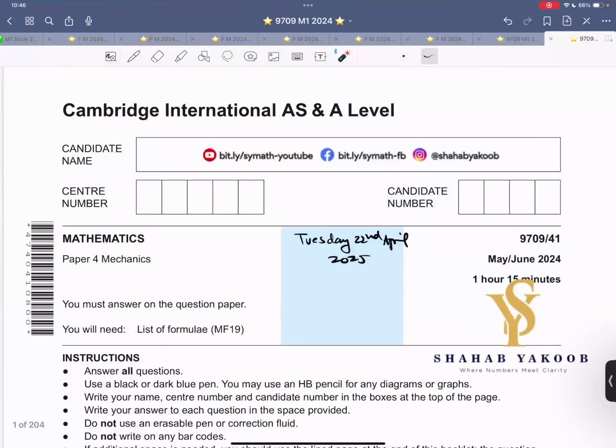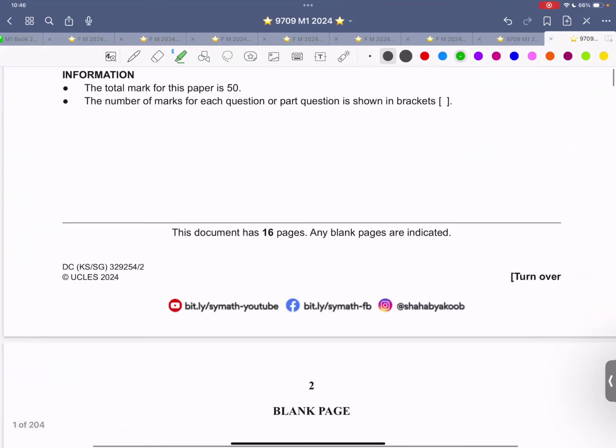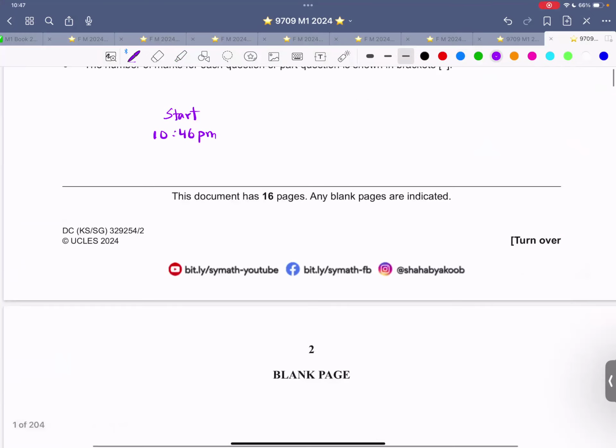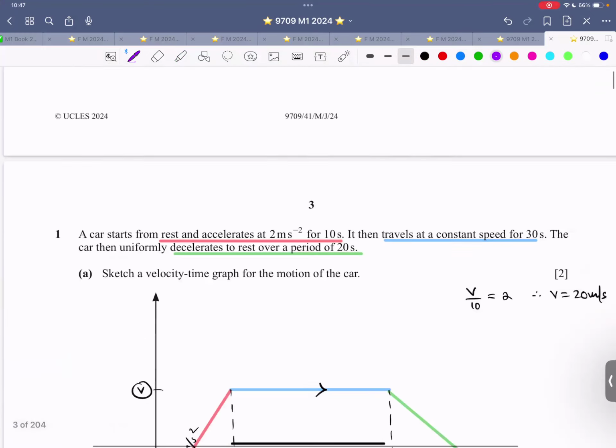Now, in today's lecture, we are focusing on this M1 paper that is popularly known as Paper 4. This is from the May-June 2024 series, and this is the first variant. So let's get started, and let me just note down the time. This is 10:46 p.m. that we are starting this paper. It's a walkthrough solution. So I think it should take around 35-40 minutes to go through this.